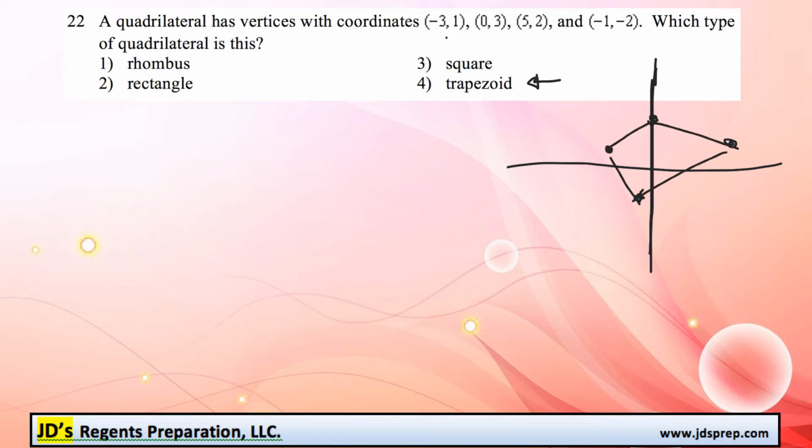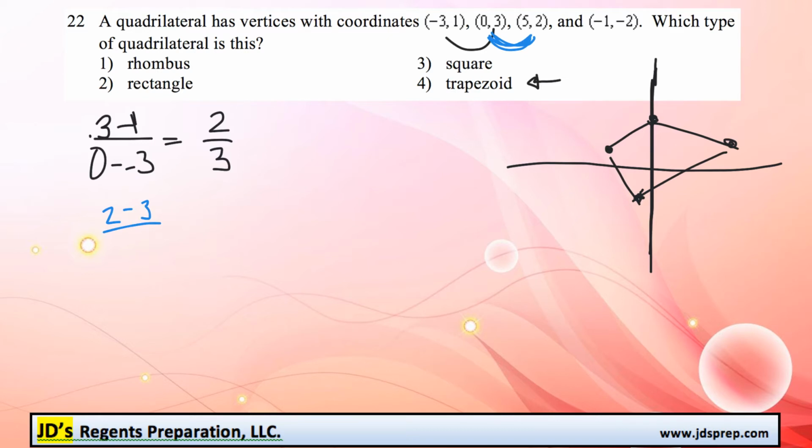So first, let's compare the slope of these two guys. So we would take the change in y, which is 3 minus 1, over the change in x, which is 0 minus -3, to get 2/3. Now let's try comparing the next two for the line segment from 0, 3 to 5, 2. So the slope there would be 2 minus 3 over 5 minus 0. That gets us -1 over 5.